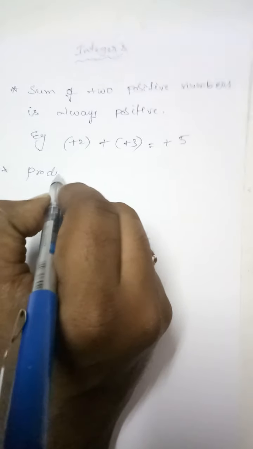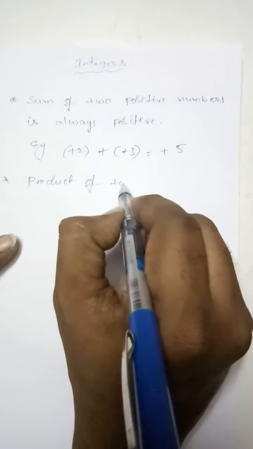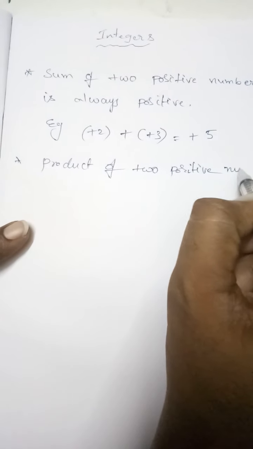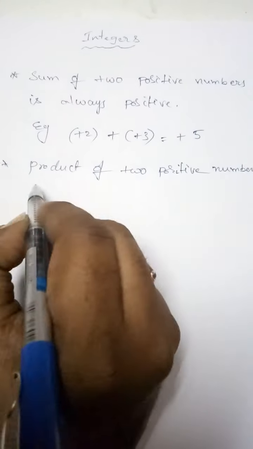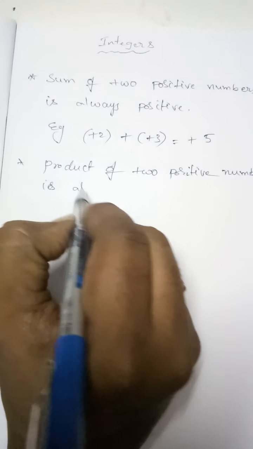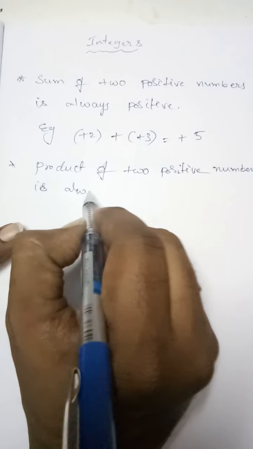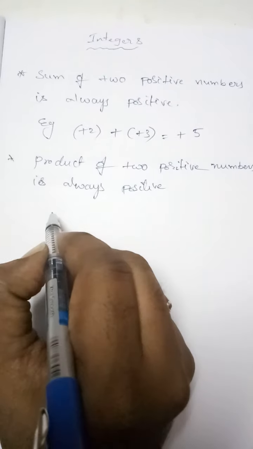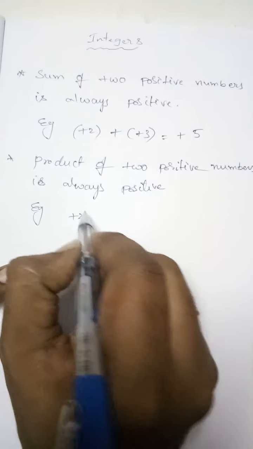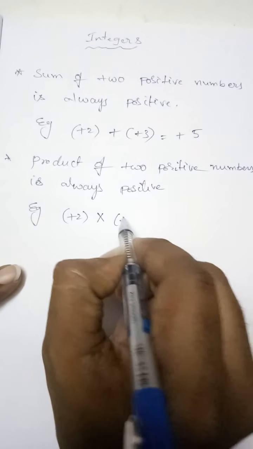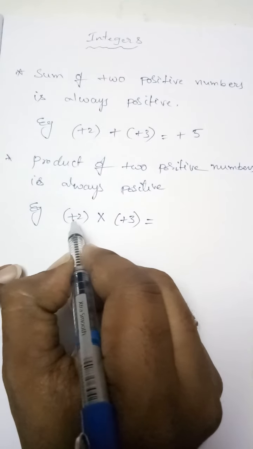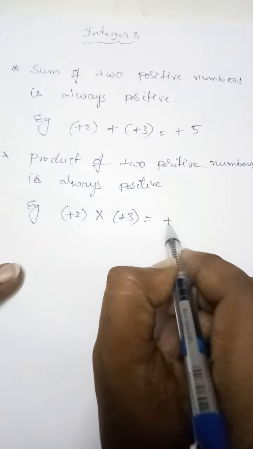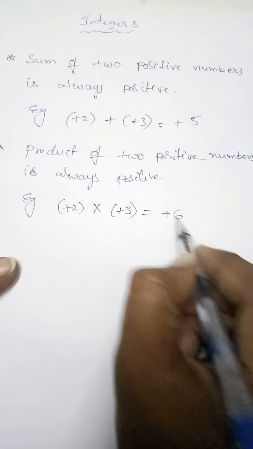product of two positive numbers is always positive. For example, plus 2 into plus 3. Already we know the multiplication of symbols, plus into plus is plus, 2 3s are 6.